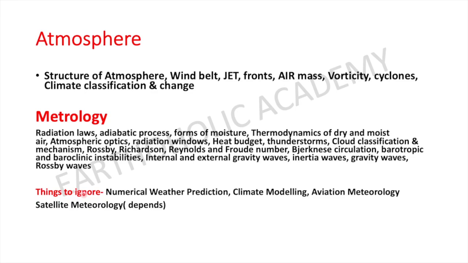These things you can ignore because we have less time. And if you have never gone through these topics really well, then you can leave them. Like numerical weather prediction, climate modeling, aviation meteorology, and satellite meteorology. Again, satellite meteorology depends upon the student. If he's from, say, remote sensing, he knows a bit more about remote sensing, then he can go for satellite meteorology. From these three topics there are maximum 6 to 7 questions. The syllabus is huge for these three topics, but the questions are not more than 6 to 7. So better you can ignore this.